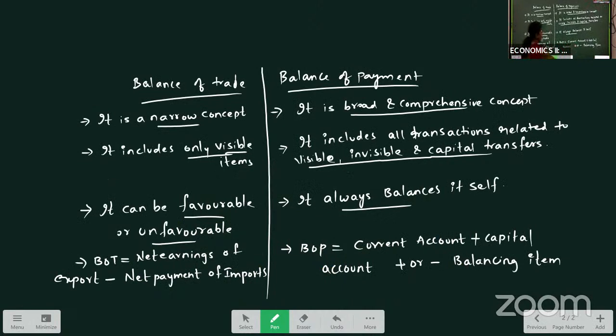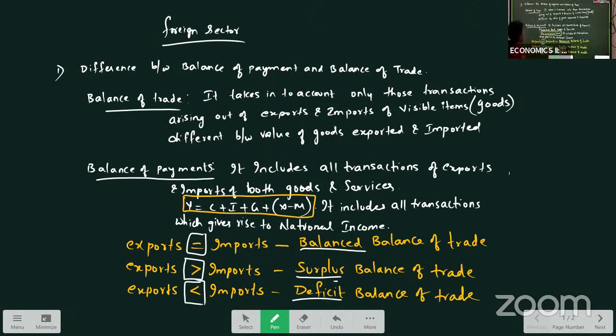So you can see here, what is balance of trade and what is balance of payment? Balance of trade takes into account only those transactions arising out of exports and imports of visible items, that is only goods. Invisible items are not included. Difference between value of goods exported and imported. Whereas balance of payment includes all transactions of exports and imports of both goods and services. That means it includes both visible items as well as non-visible, invisible items, right?